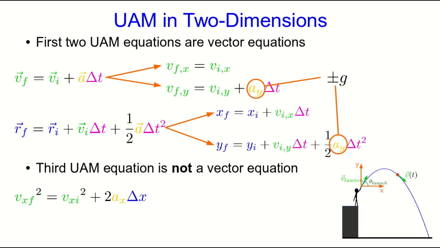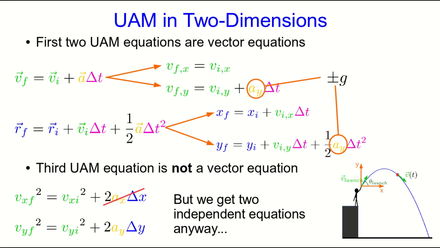The third UAM equation, though, is not a vector equation. Look at it. It appears to involve multiplication of vector components by other vector components. And so there's something going on here with vectors multiplied by vectors. Now we know how to add and subtract vectors, and we know how to multiply a vector by a scalar. But we don't yet know how to multiply two vectors together. And so for now, all I'll say is that even though this isn't a vector equation, we still wind up getting two independent equations anyway. The first one, again, is trivial and totally useless, but the second one we can use.